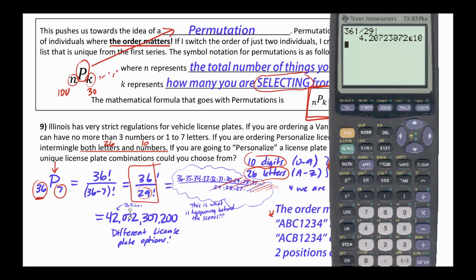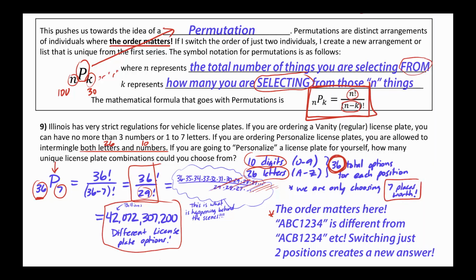So if we move that over, we'd have to move it 10 times. That's going to be 42,072,307,200 different license plate options. That's enough options for everybody on Earth to get several different license plates and have no repetitions.